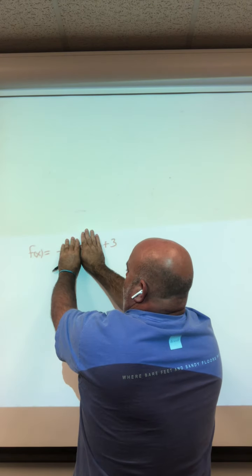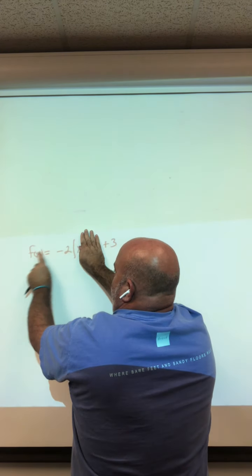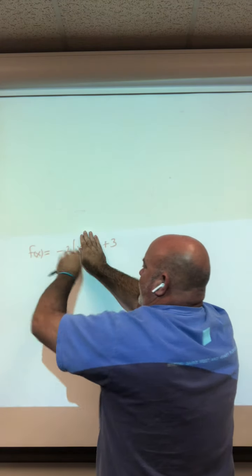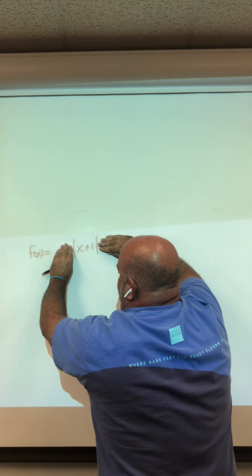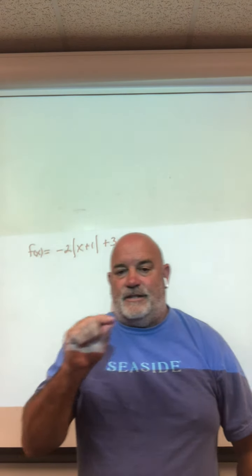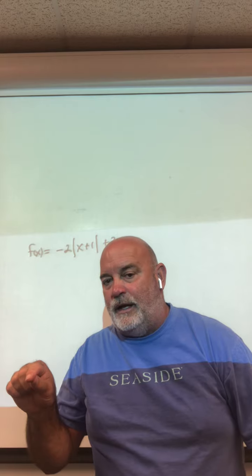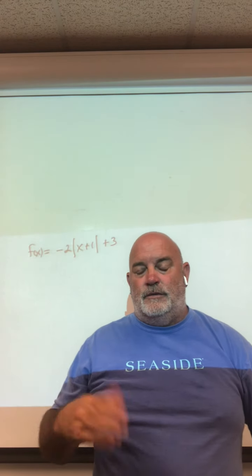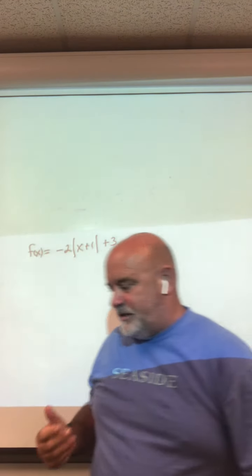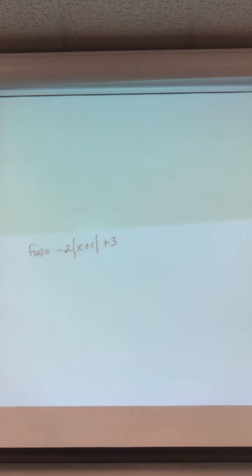Now, what does that number do? It adds 3 to all of your y values. So the number on the end is a vertical shift. So it's going to be 1 to the left, 3 up. So the vertex is going to be at negative 1, comma, 3. To the left 1, up 3. I'm still teaching as if you're looking at me in the classroom.